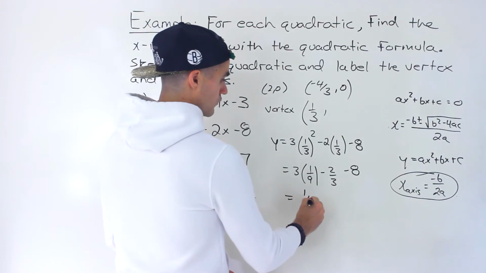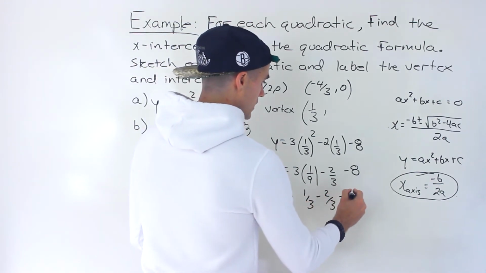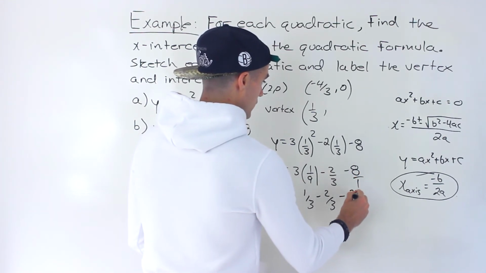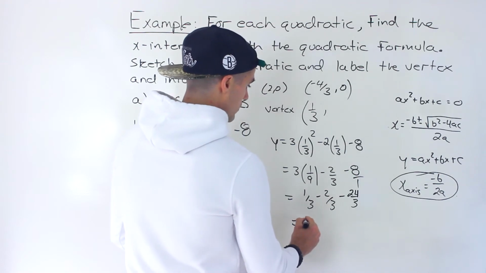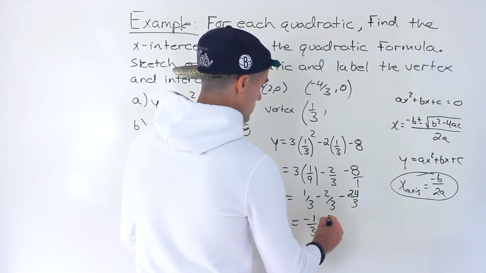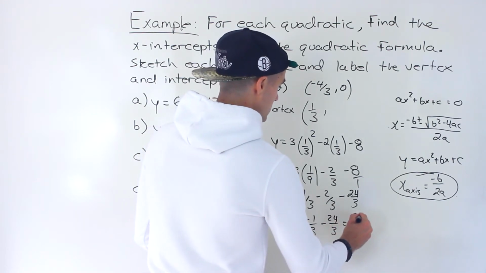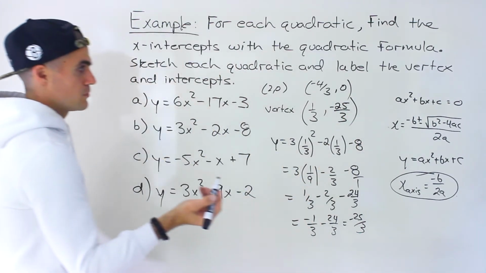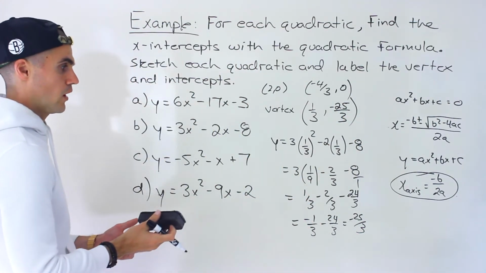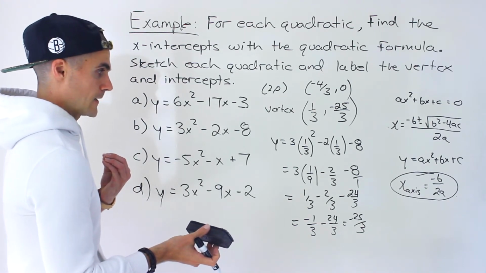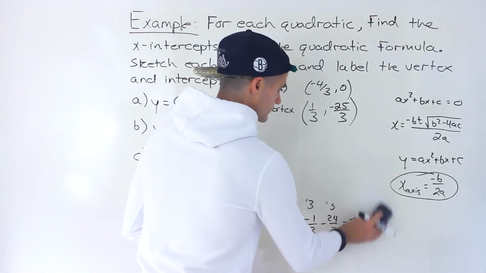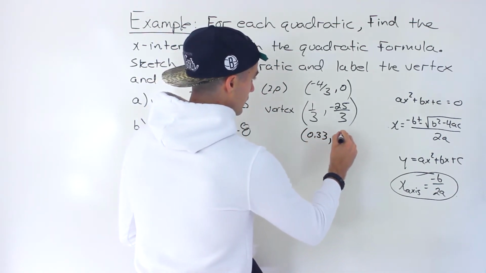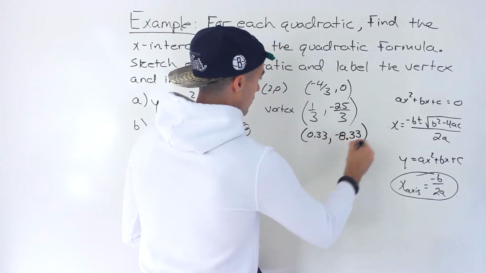3 over 9 would be 1 over 3, minus 2 over 3, minus, if we change this to a denominator of 3, we'd have 24 over 3. So we'd end up with negative 1 over 3 minus 24 over 3, which would give us negative 25 over 3. So that right there would be the vertex. And then if you wanted to convert these to a decimal, it would be approximately 0.33 and then negative 8.33, like that.